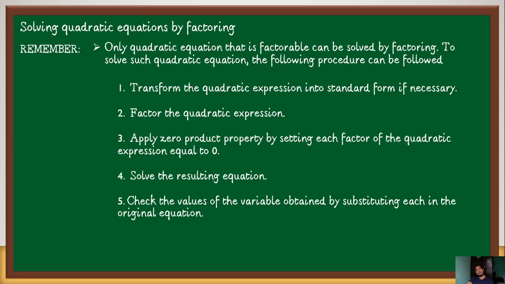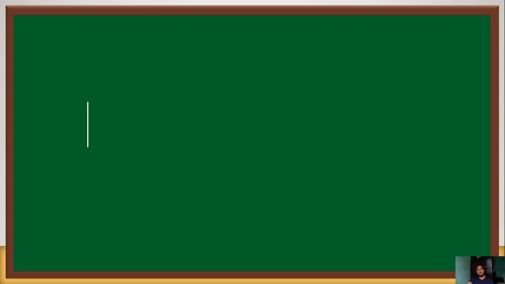5, check the values of the variables obtained by substituting each in the original equation. Okay, so sa number 5, substitute lang natin yung makukuha nating roots dun sa original equation. Then, itatest natin kung yung mga nakuha ba nating roots na talaga na iyon ay solution of the equation and not extraneous roots. Okay.